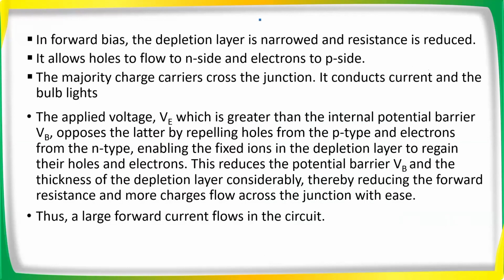That is forward biasing, where you narrow the depletion layer and you reduce the resistance, and now the holes can flow to the N side, and the electrons can now go to the P side. Those are the majority charge carriers. They're the ones crossing the junction. So a current will conduct, and if you put a bulb, the bulb will light.